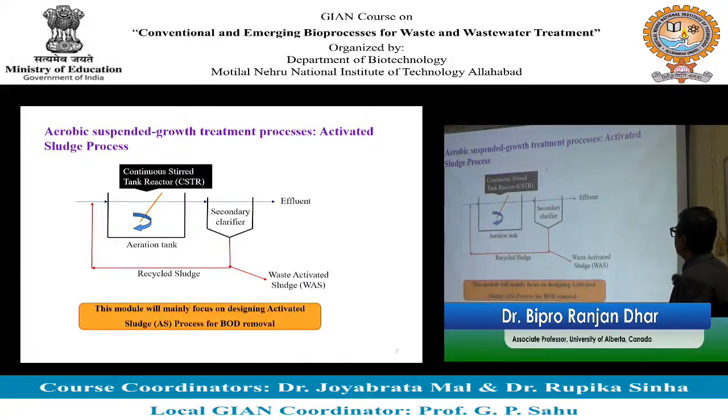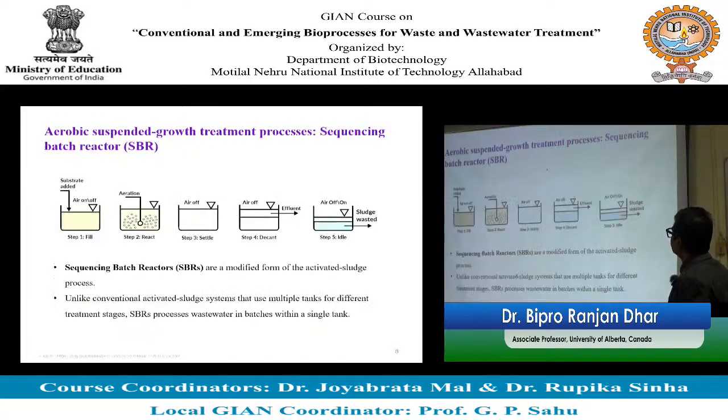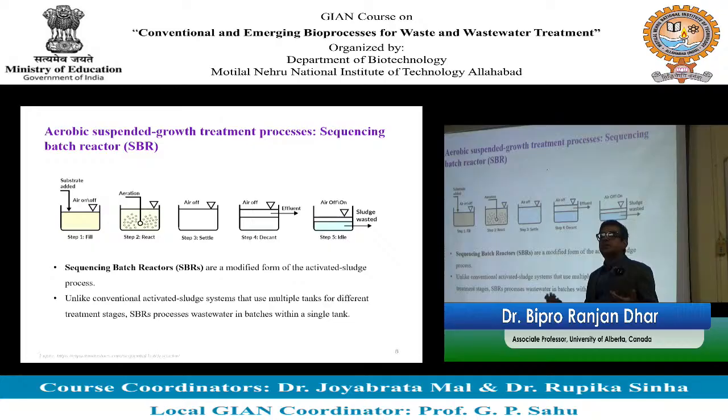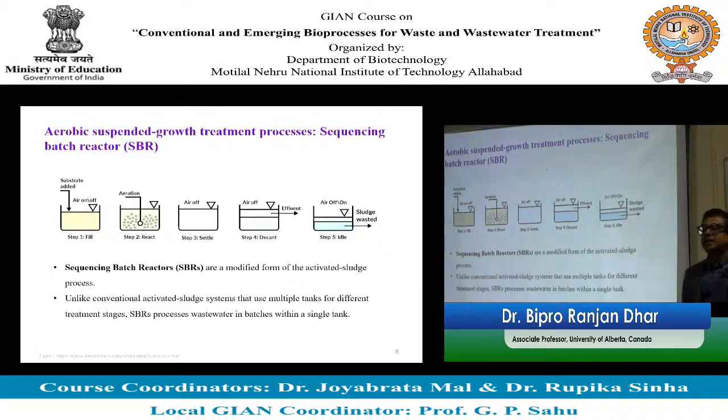But we are going to learn in more detail about the activated sludge process. Another aerobic suspended growth process I was talking about is the sequencing batch reactor, or SBR. In the activated sludge process we have multiple tanks, one is the bioreactor and one is the settling tank. But a small scale wastewater treatment plant may not have enough funding to build multiple tanks. So instead, they can have the whole process in one single tank, but as a batch process.